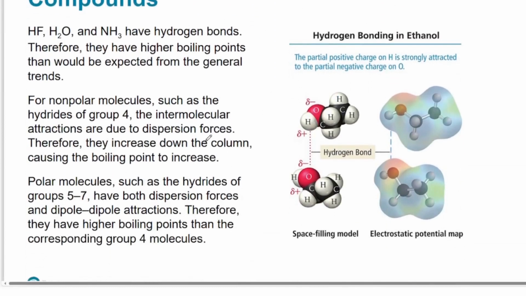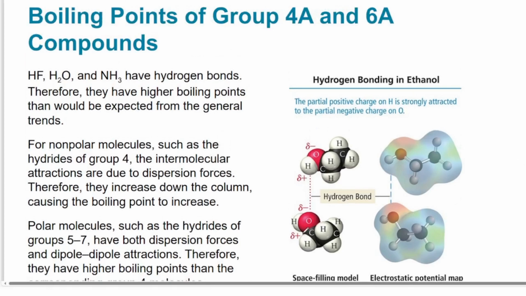All right. So we see here hydrogen bonding in ethanol in an electrostatic potential map. We see the partial negative end of the molecule near the oxygen.